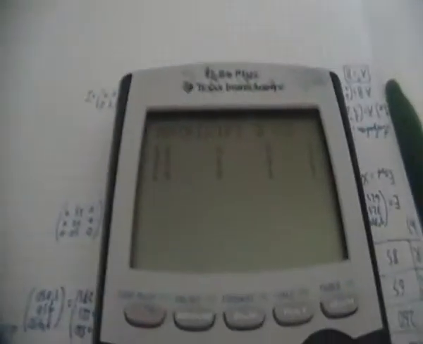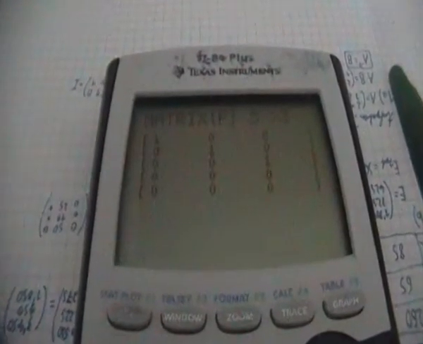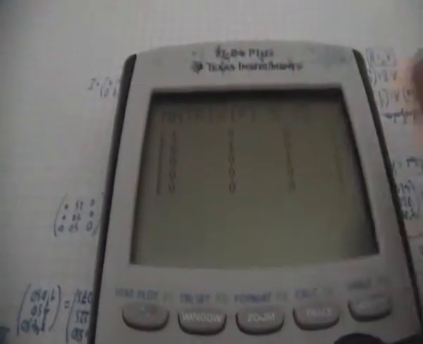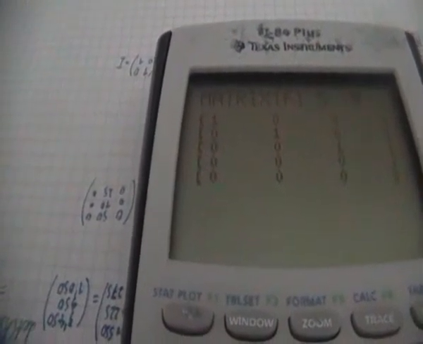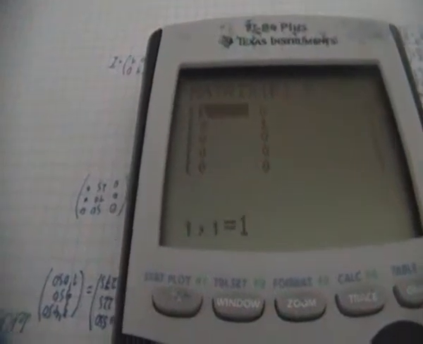So the first number is for the amount of lines you have, horizontal lines. So if you put 5, you will have 5. And the second one is for the columns. So if you put 2, you have 2.